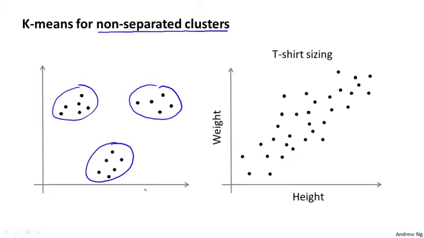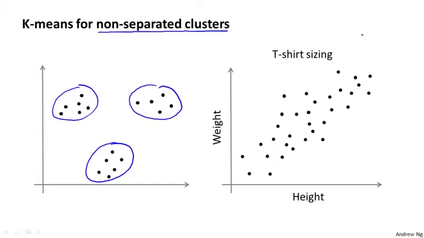Here's an example application to t-shirt sizing. Let's say you're a t-shirt manufacturer, and you've gone to the population that you want to sell t-shirts to, and you've collected a number of examples of the height and weight of these people in your population. I guess height and weight tend to be positively correlated, and so maybe you end up with a data set like this, with a set of examples of different people's heights and weights.